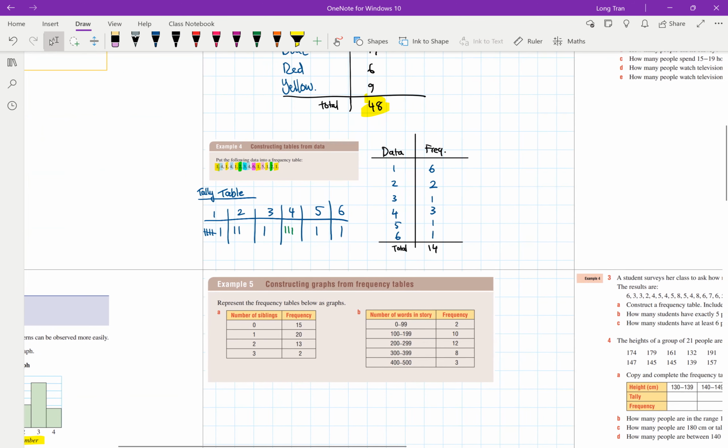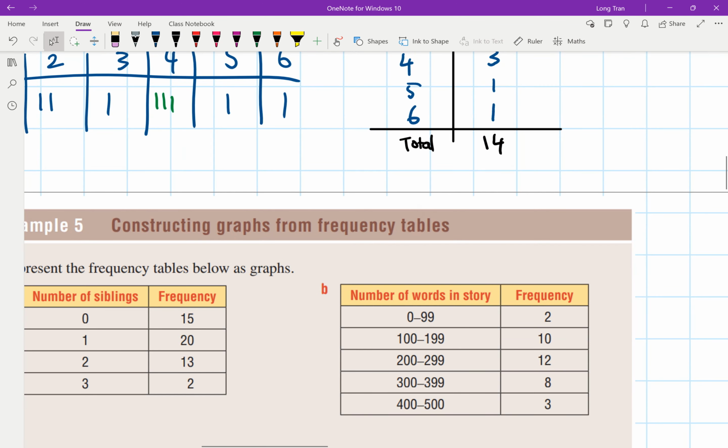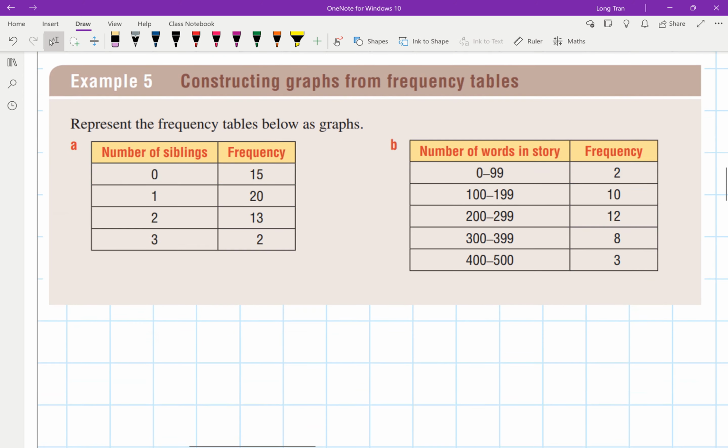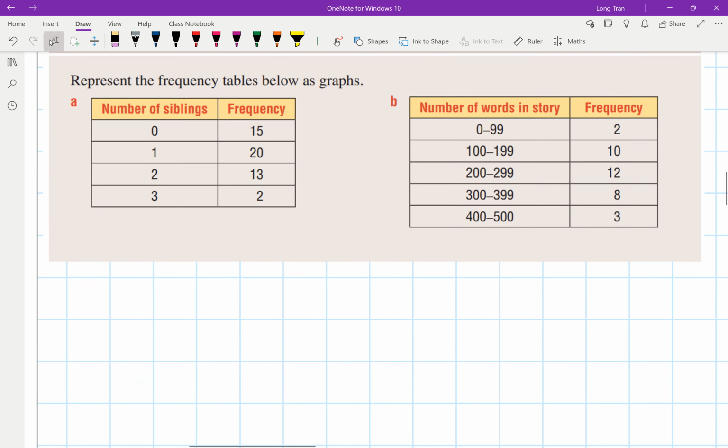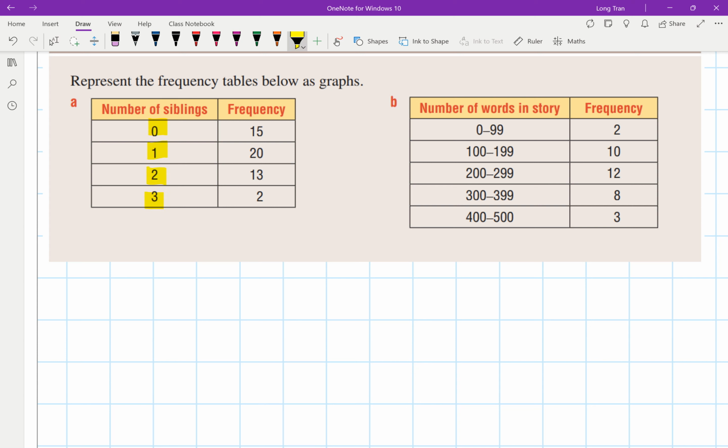Now, let's do an example. I'm only going to do one example, and then that is it for 8C. So 8C is learning how to reconstruct a table into a graph. Here we've got 2 frequency tables. One, which is nice and easy. It's only 0, 1, 2, 3. Whilst if you have a look at the second one, notice it's an interval. 0 to 99, 100 to 199, 200 to 299.